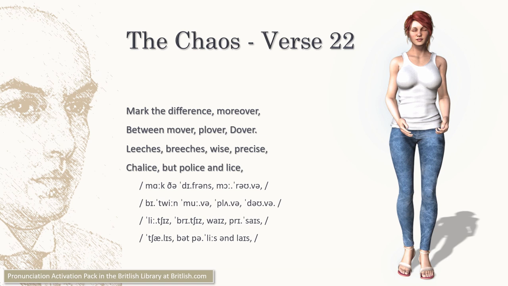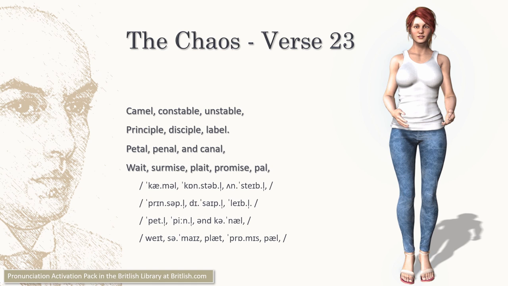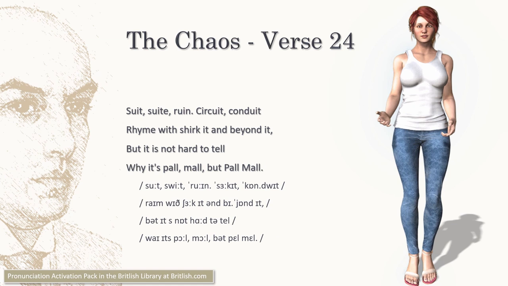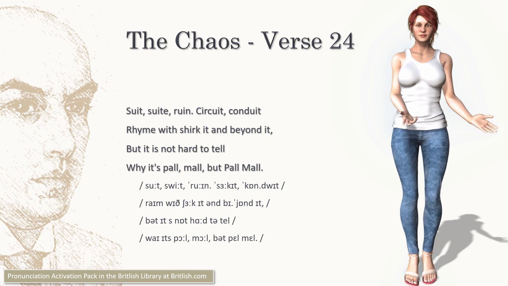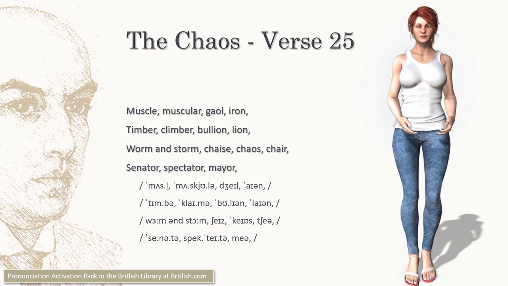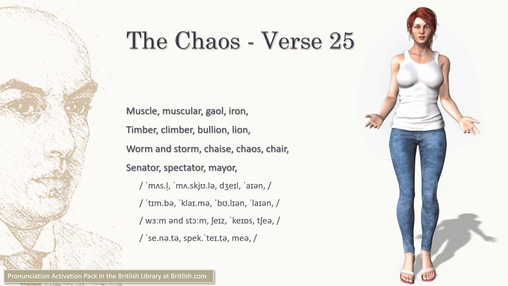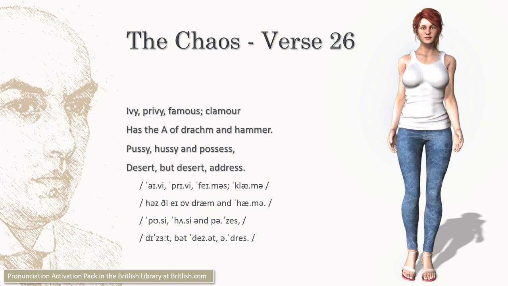Camel, constable, unstable, principle, disciple, label. Petal, penal, and canal, wait, surmise, plait, promise, pal. Suit, suite, ruin. Circuit, conduit rhyme with shirk it and beyond it, but it's not hard to tell why it's pall, mall, but Pall Mall. Muscle, muscular, gaol, iron, timber, climber, bullion, lion, worm and storm, chaise, chaos, chair, senator, spectator, mayor, ivy, privy, famous, clamour has the A of drama and hammer.